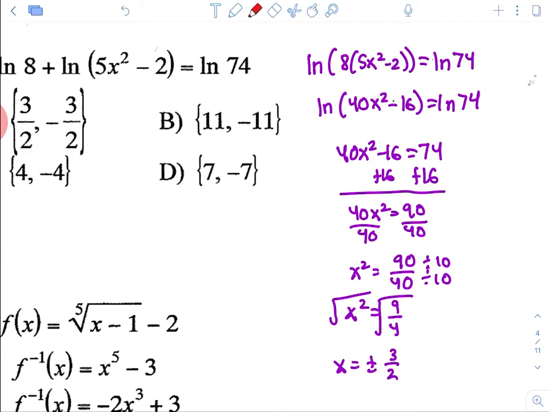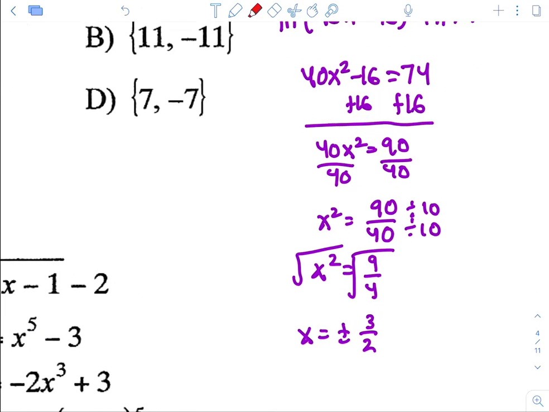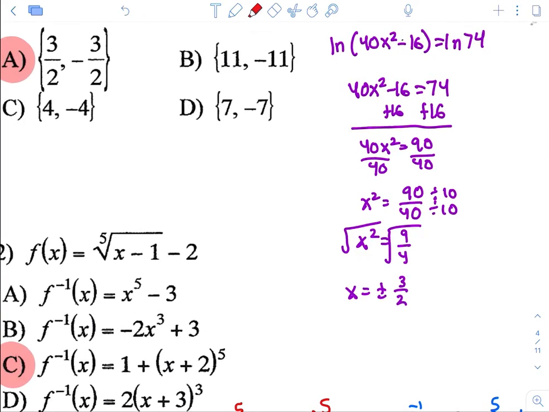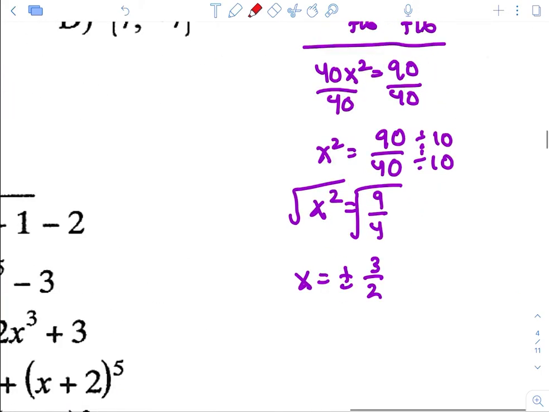Solve for x, so add 16 to both sides, and then divide both sides by 40. So x squared is going to equal 90 over 40. I noticed that both of them can be divisible by 10. So I get x squared is equal to 9 over 4. Then to get rid of the second power, you just square root both sides. But remember, whenever you square root, you're going to get plus or minus. So x is going to equal plus or minus 3/2, right? Square root of 9 is 3, square root of 4 is 2, which is how we get 3/2.